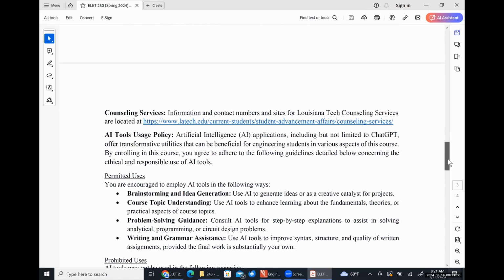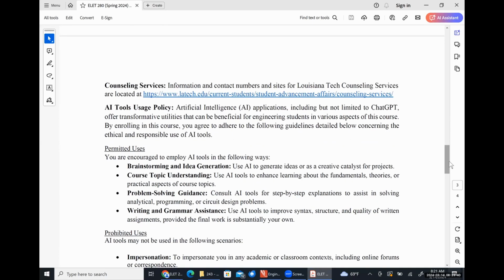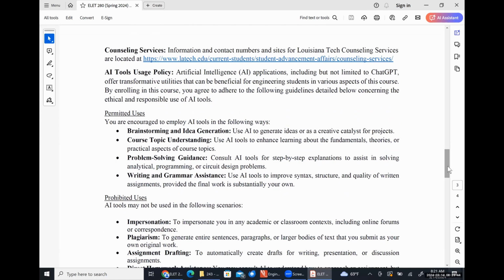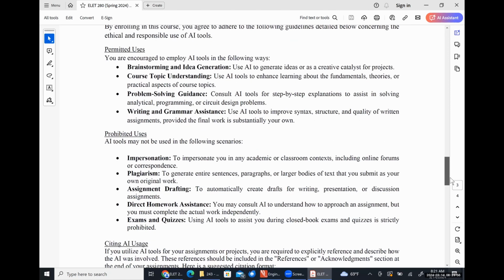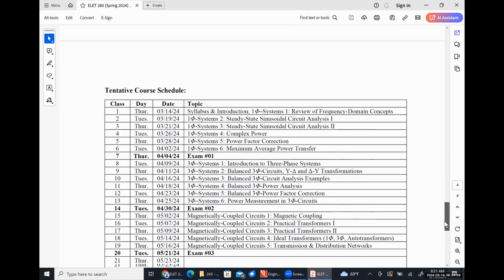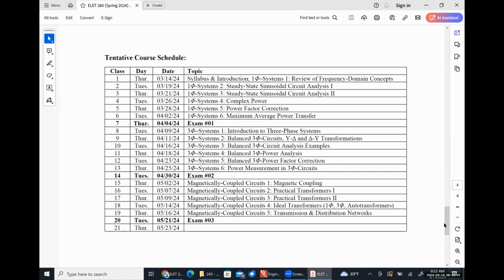All right, counseling services are available if you need them. And then I have the kind of boilerplate AI tools and usage policy, which there aren't really going to be any opportunities for in this class, but these are the permitted and prohibited uses if you care to look at them. And then we have our tentative course schedule where I have all 3 of our exams and all that kind of stuff already mapped out.